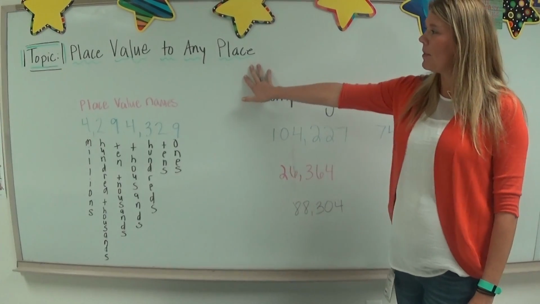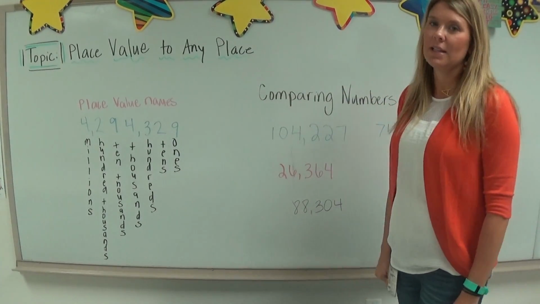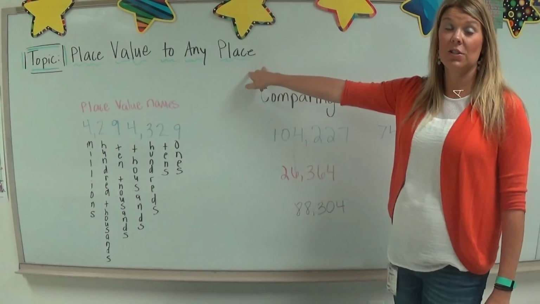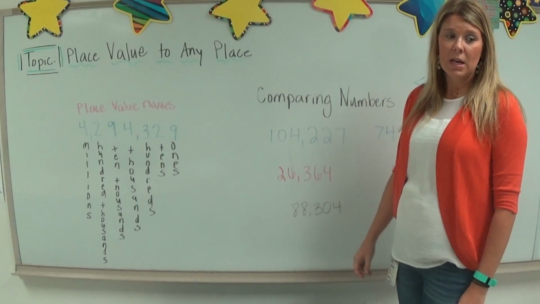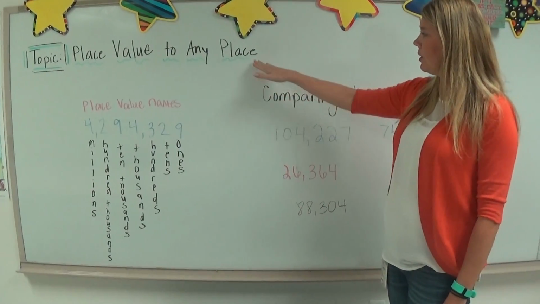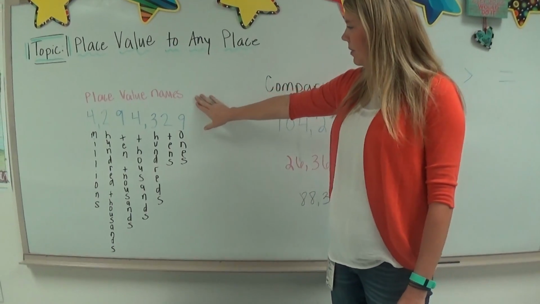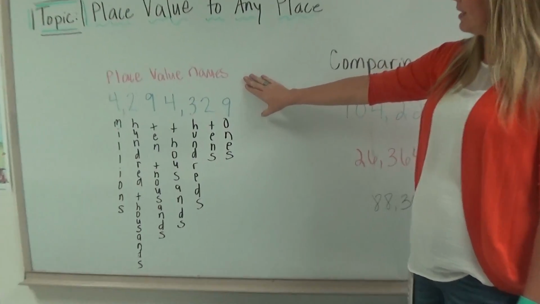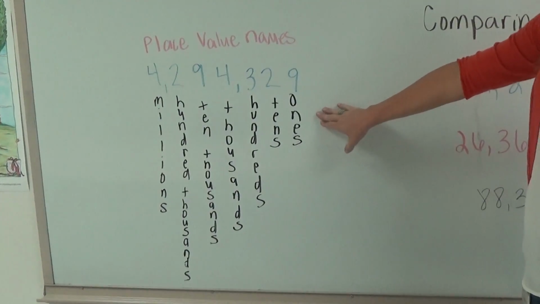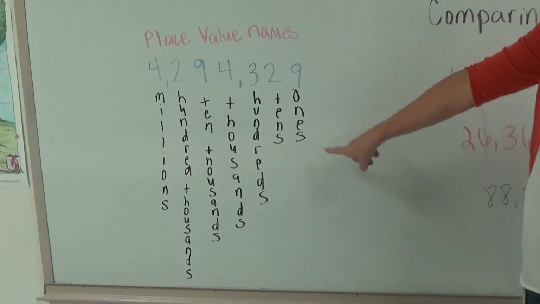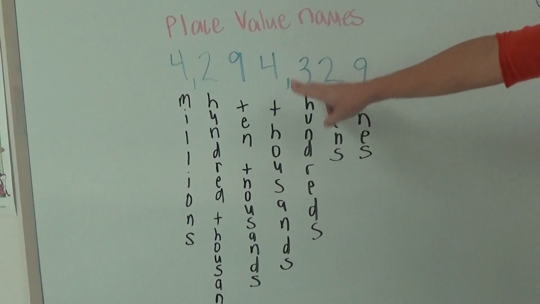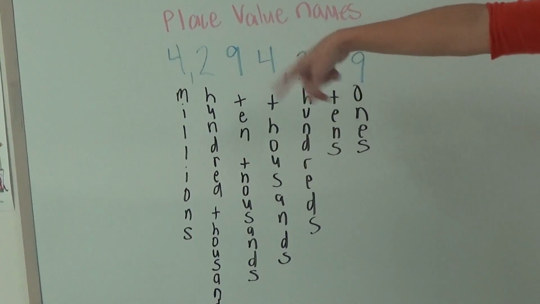We're still on our same topic of place value to any place, and this is what you're going to see on your student's report card when it comes home. We'll change that pretty soon, but right now we're still working on place value. It's so important on all of these upcoming skills that they understand the value of each of these places: our ones, tens, hundreds, thousands, 10,000s, 100,000s, and millions.